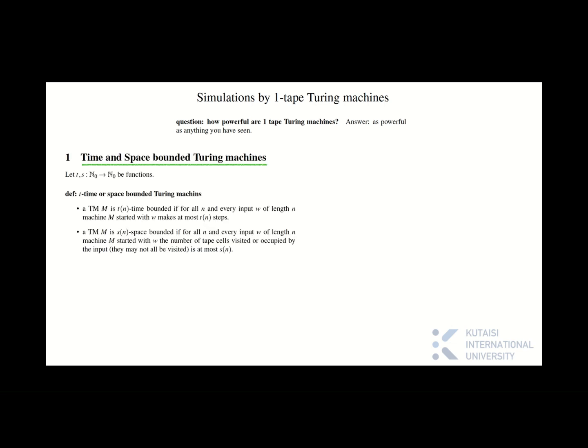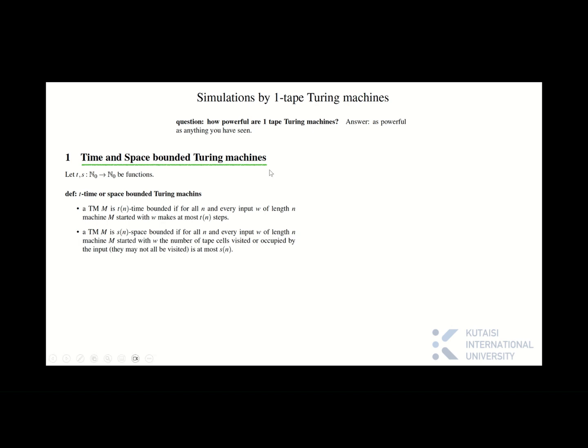So the question is, how powerful are one-tape Turing machines? The answer is as powerful as anything you have seen. From a computer science standpoint, a one-tape Turing machine computes everything that can be computed. That's Church's thesis, but we're still in support of it. Now we're going to simulate. Of course, if you can compute something on 1 tape, you can compute it on 2 tapes, right? That's obvious because you do nothing on the second tape. But now we're going to take a machine that does something on k many tapes, let's say 10 tapes, and do the same exact thing on 1 tape.